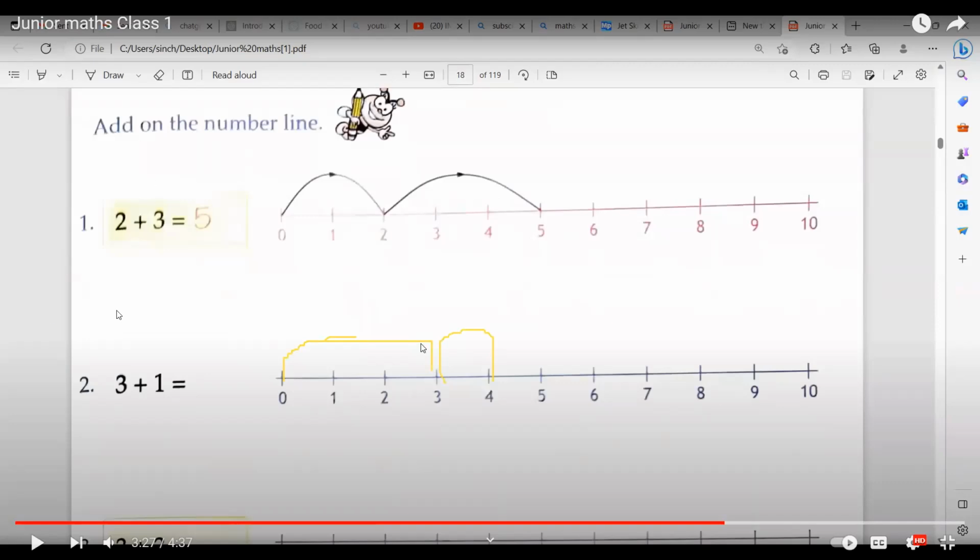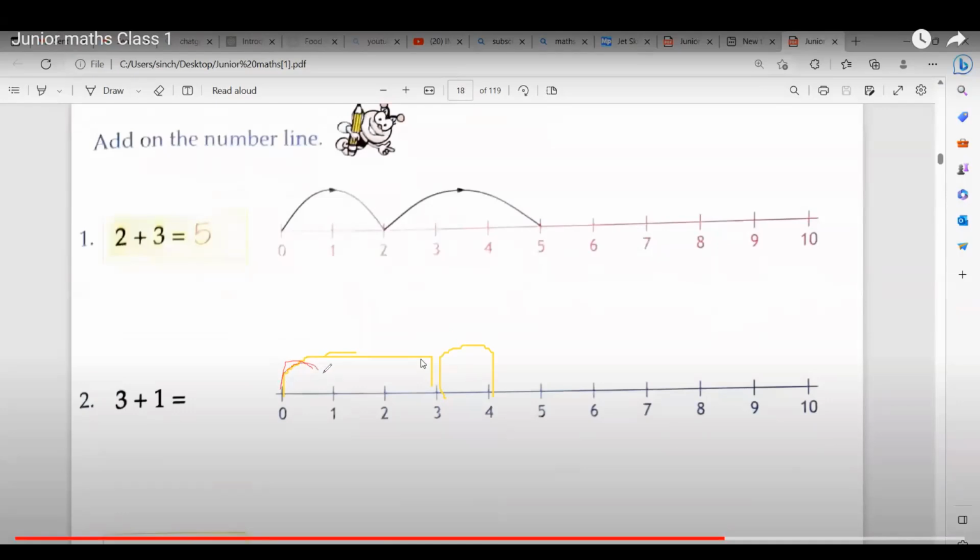Okay, but according to the problem, you can do it in this way also. The smaller one is 1, so take it till 1, and then it is 4. Is it clear, Dattatreya? Take the smaller number, show the smaller number first, then go to the bigger one. That is 0 to 1, there will be one curved line, then it will be till 4. Is it clear, Dattatreya? Yes. Okay, let's do the next one.